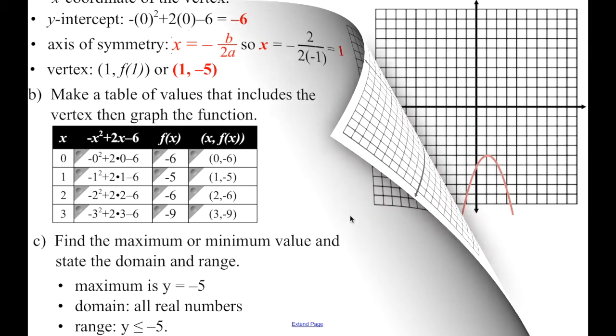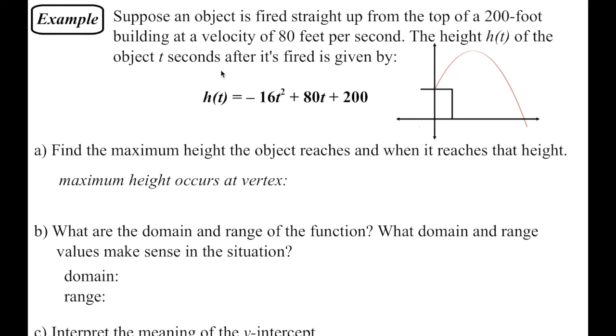So here's another example. It says, suppose an object is fired straight up from the top of a 200-foot building at a velocity of 80 feet per second. The height, h of t, of the object, t seconds after it's fired, is given by this quadratic equation. So we have the height, t is time, and you can see that this is a quadratic equation because it has a t squared term. This is my quadratic term, this is my linear term, this is my constant.